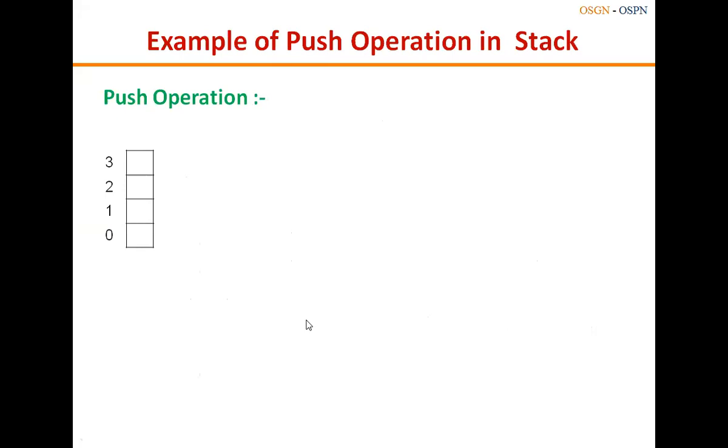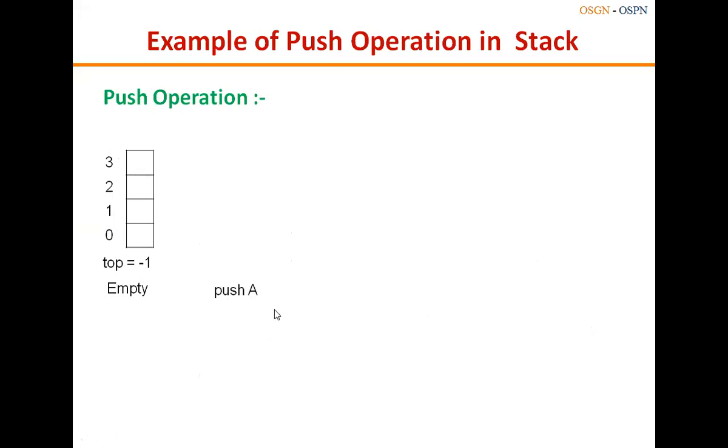Let us see this push operation by taking one example. Suppose we have a stack with capacity 4, and since we are using an array for implementing the stack, the first index is 0 and there are a total of 4 elements, so the last index is 3. Initially the stack is empty, that's why top is equal to -1.